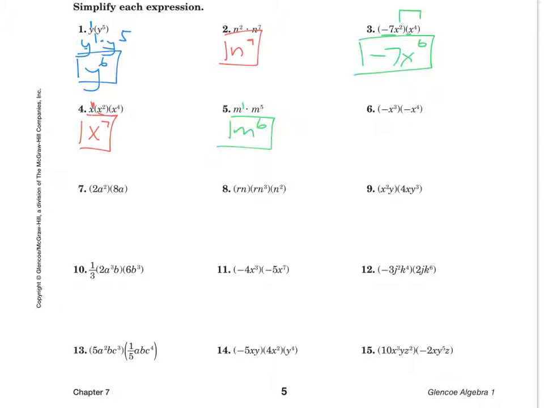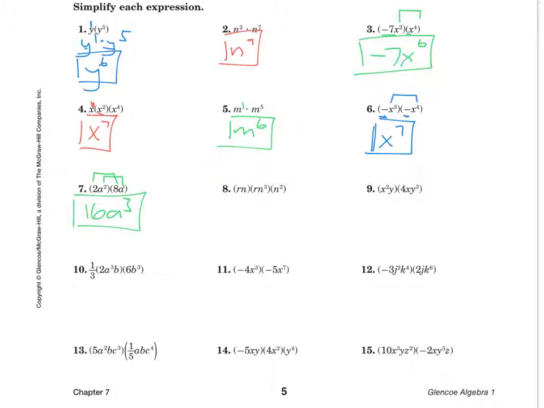And number 6, we have a negative 1 coefficient in the front of both of those, so we have to multiply those together. Negative 1 times negative 1 is positive 1, so you don't really need to put anything there. All we do is combine our x's by adding the exponents, so we get positive 1 x to the seventh, or just x to the seventh. Number 7, now we're going to start throwing actual coefficients in there and doing some multiplying. So for this one, we need to multiply the numbers first. Okay, 2 times 8 is 16, and add the exponents of the a's. 2 plus 1 is 3, a cubed, so 16a cubed for that one.